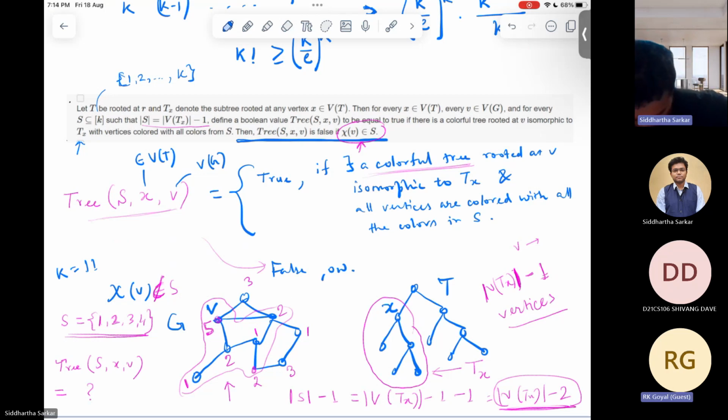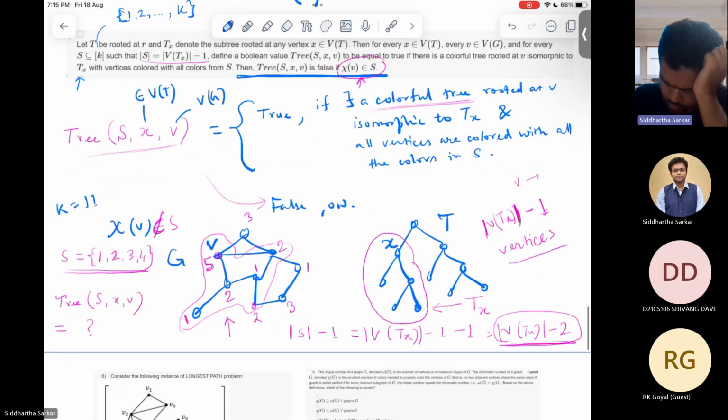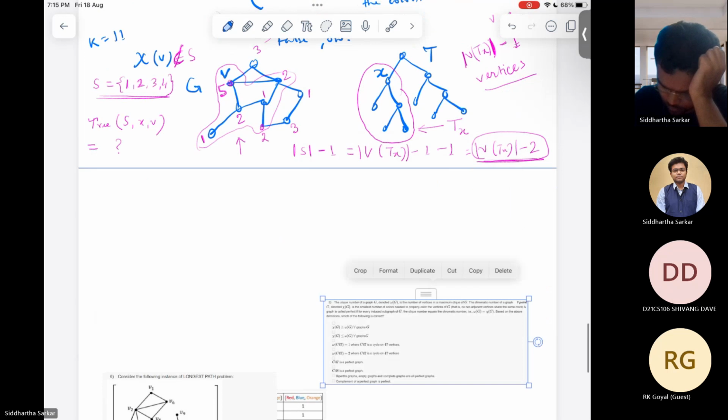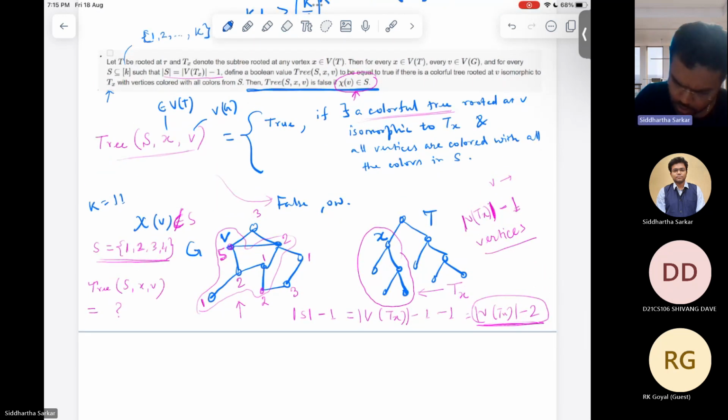Okay, so let me give it a thought. So we want to find a colorful tree rooted at V, which is isomorphic to T sub x, and all vertices of this isomorphic tree should be colored using colors in S. So my initial understanding was this, let's just make it slightly smaller.